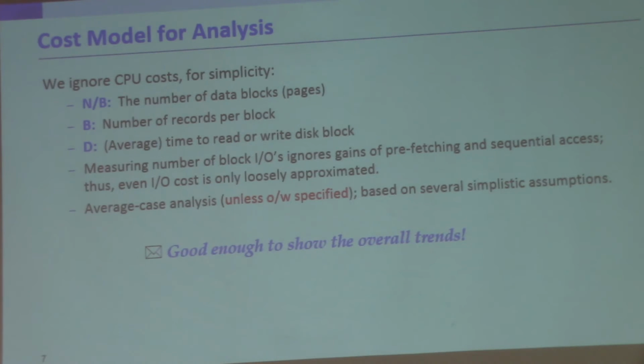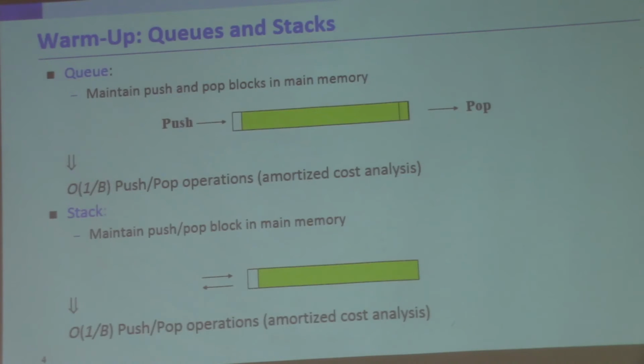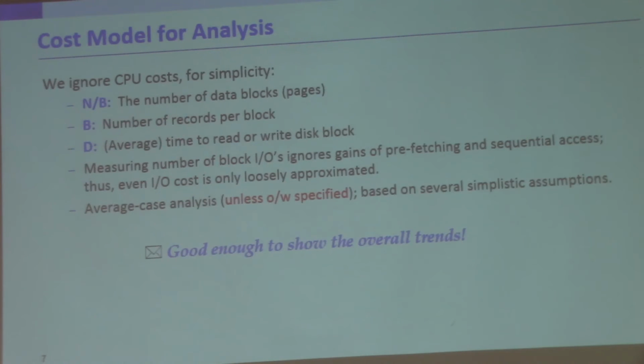And here are our assumptions. We ignore CPU cost because when you do these I/O operations, I/O cost dominates over the CPU cost. So we ignore CPU cost in this analysis because we are doing simple operations: scan a record, write a record, read a record. We are not doing expensive computation CPU-wise, right?